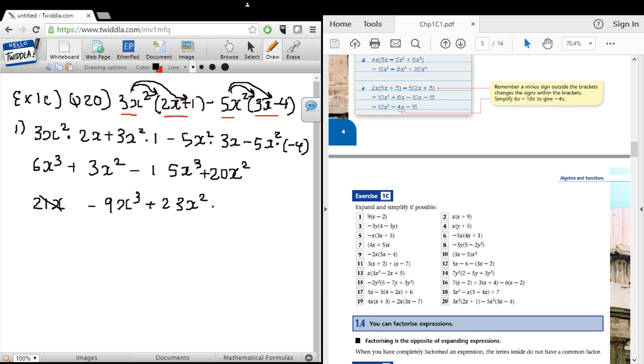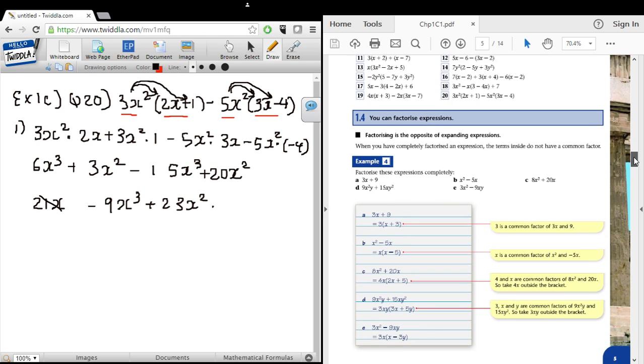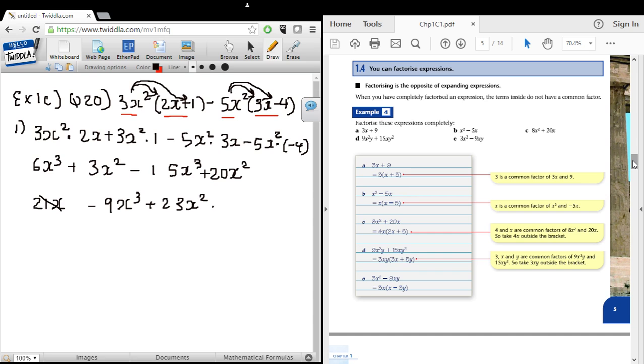So let's carry on to the partner, which is factorization. Factorization is pretty much, as we said before, the reverse. The book coherently explains factorizing is the opposite of expanding expressions. When you've completely factorized an expression, the terms inside do not have a common factor.